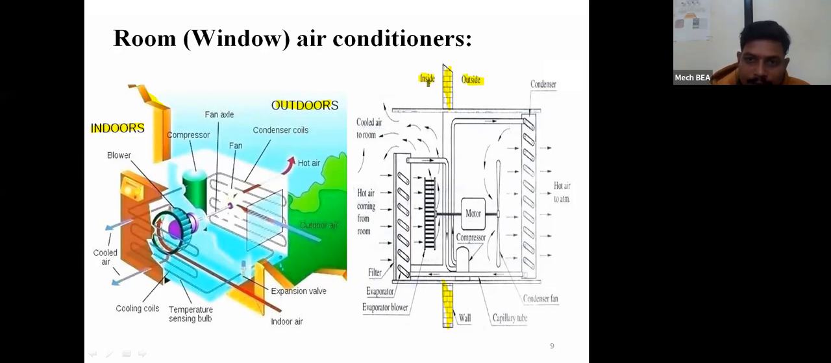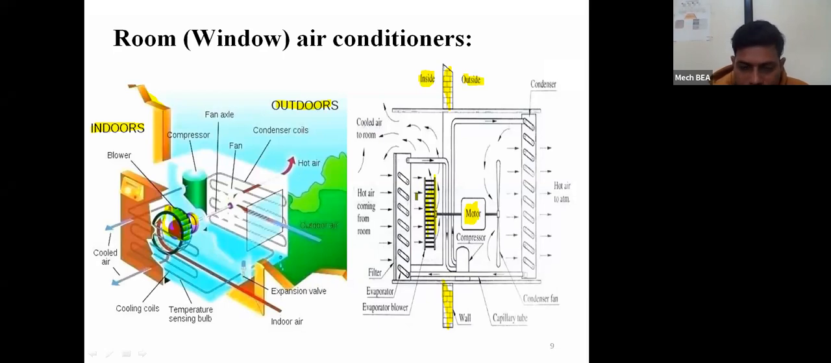In the inside part of the room, the part present inside that window air conditioner is the blower. Here you can observe this as a blower. This blower will be operated with the help of a motor, which is connected at the outside. So here you are observing the motor.